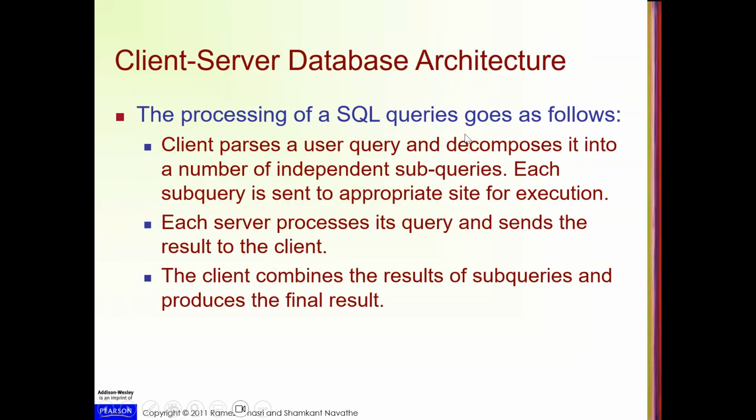The processing of SQL queries is done in the following way in client server architecture. The client parses a user query and decomposes it into a number of independent subqueries. Each subquery is sent to the appropriate server for execution. Each server processes its query and sends the result back to the client. Then the client receives these results from different servers, combines the results of the many subqueries and produces the final result. So this is how the distributed work is done in the client server database architecture.